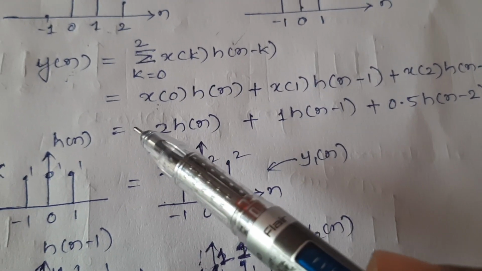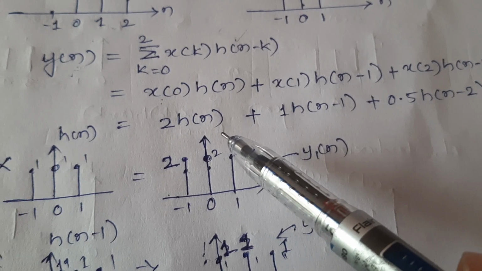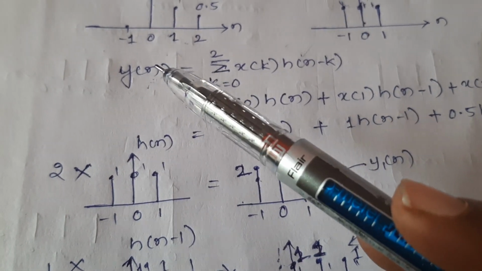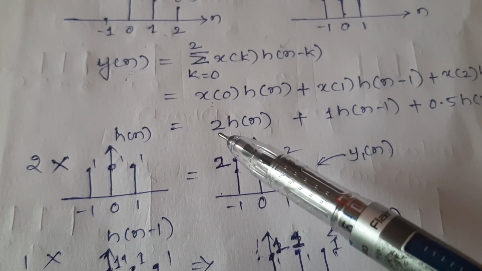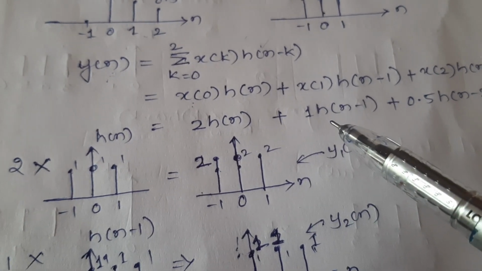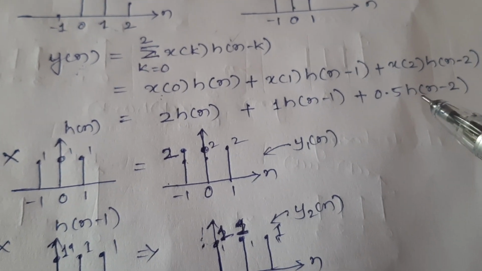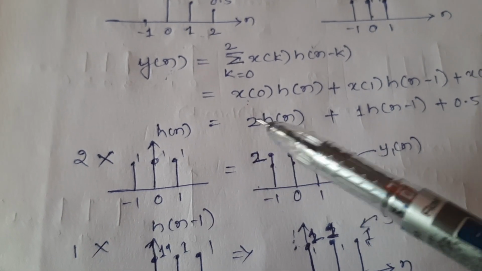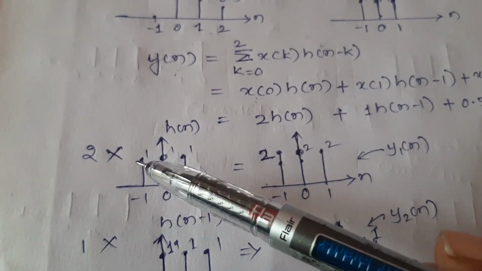Then we need to go for the calculation of this. To find this y of n, first we need to compute 2 h of n, the second one h of n minus 1, and the third, and we need to add them all together. So 2 into h of n.